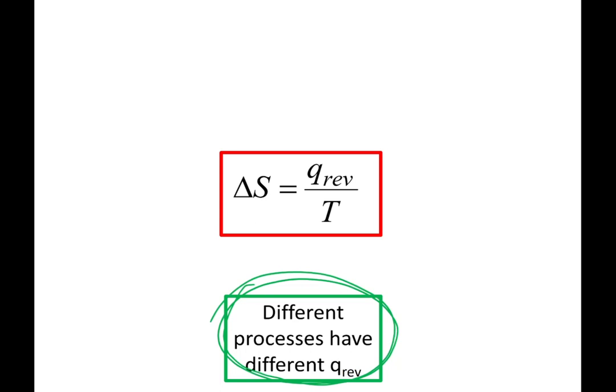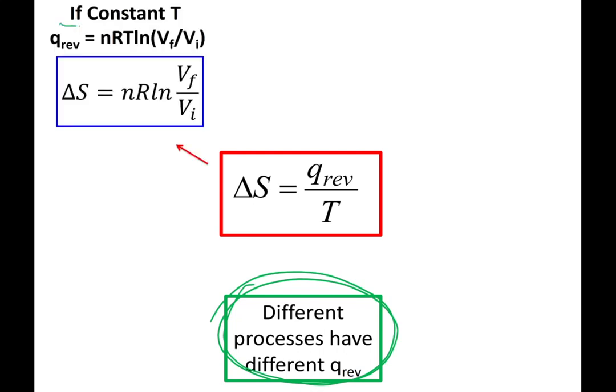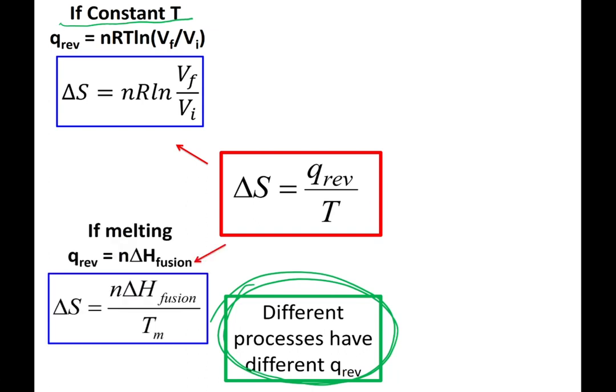You don't need to memorize any of these equations. The important part is just knowing which equation to use depending on what circumstances you're under. So if temperature is constant, this is isothermal, and this is the equation we've already looked at. If we are melting, this is going to be another constant temperature process, but not of a gas. So if we have a solid going to a liquid, then the reversible heat is the number of moles of that solid times its heat of fusion. And then for the entropy, it's that expression divided by the melting temperature.